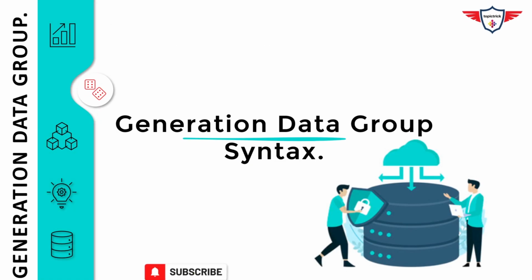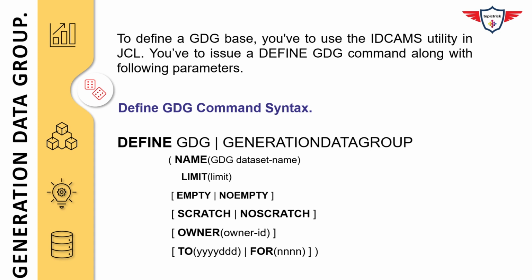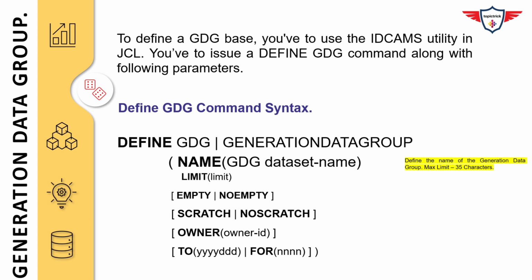Now let's move on to the next section, that is generation data group syntax detail. In order to define a GDG base, you have to use the IDCAMS utility in a JCL. You have to issue a define GDG command along with the following parameters. So the syntax to define GDG base begins with the keyword define followed by the keyword GDG or generation data group. So you can use either of them. Then you have to specify GDG base name, and remember the name can be of at max 35 characters.